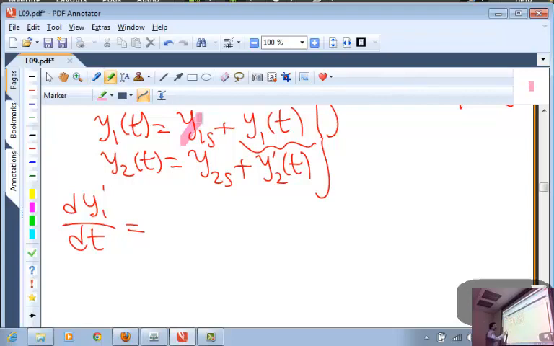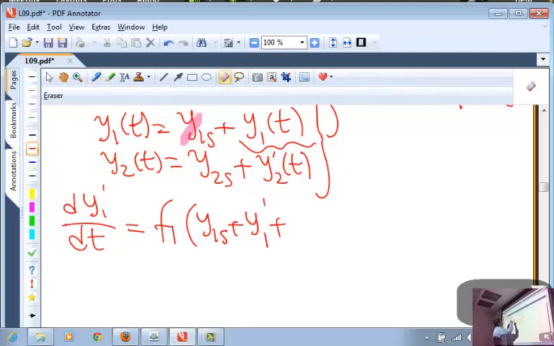And on the right hand side, I have f1, but f1 is a function of y1 and y2. So I need to write this as y1s plus y1 prime, comma y2s plus y2 prime. I need to do the same thing for the second equation, but let's just look at the first equation and look at the right hand side. So it is still a nonlinear function on the right hand side. f1 is a nonlinear function. It's a function of y1 prime and y2 prime, which are functions of time. So if I do a Taylor series expansion on this, how would I write that?